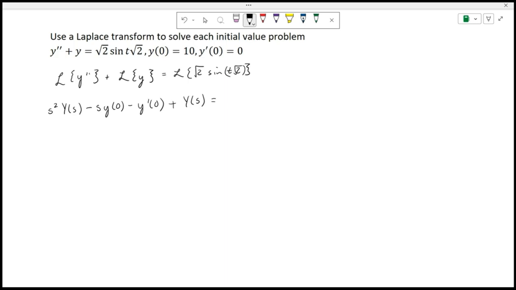On the right side, the Laplace of the sine term is going to be 2 over s squared plus 2. And so those 2's came from squaring the square root of 2.